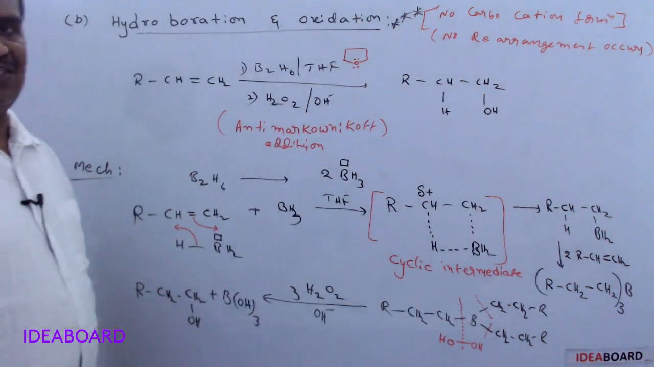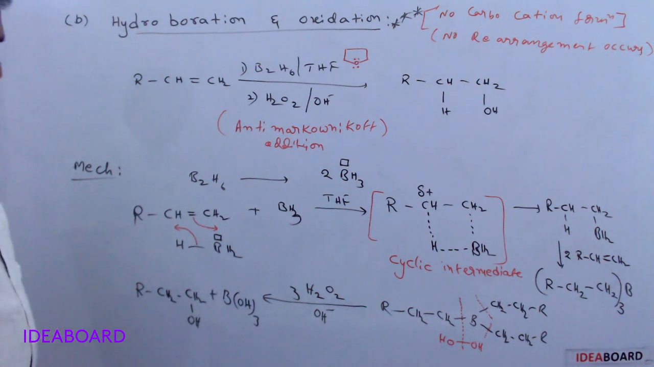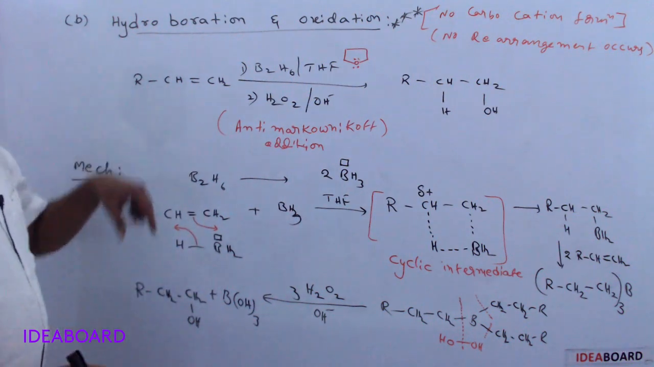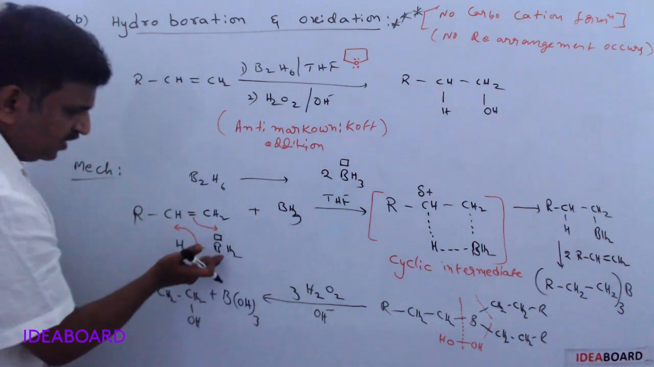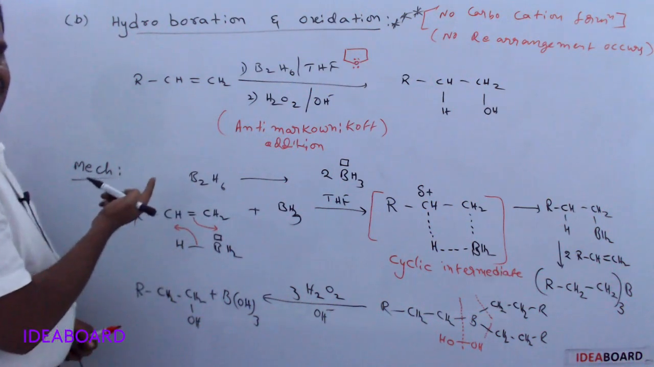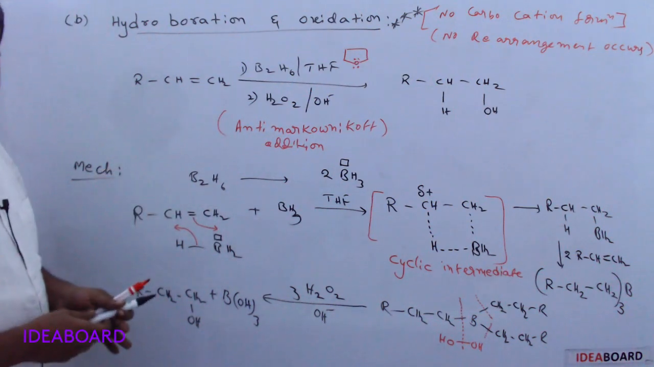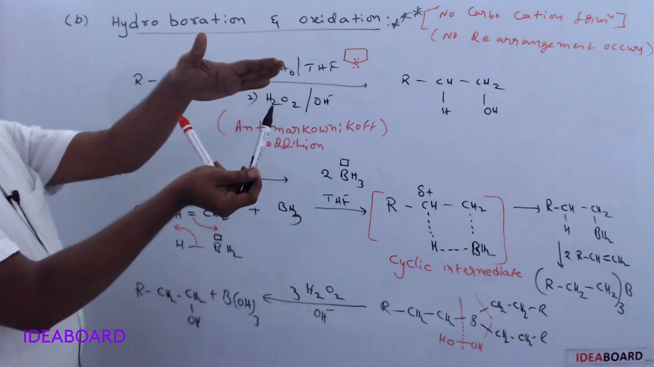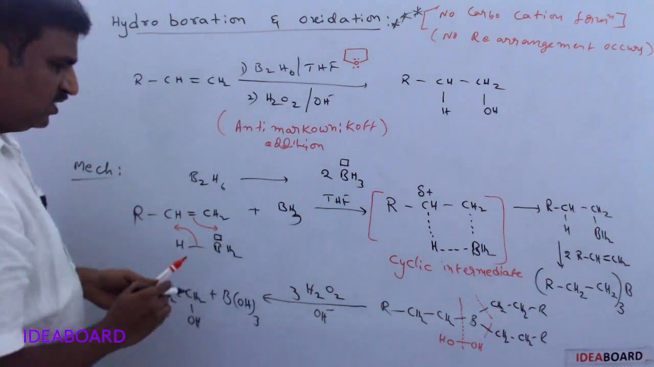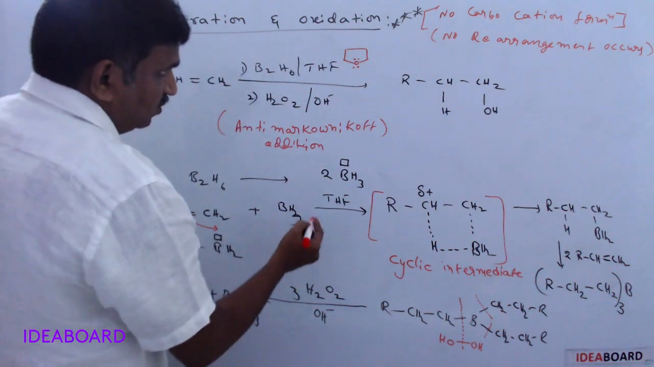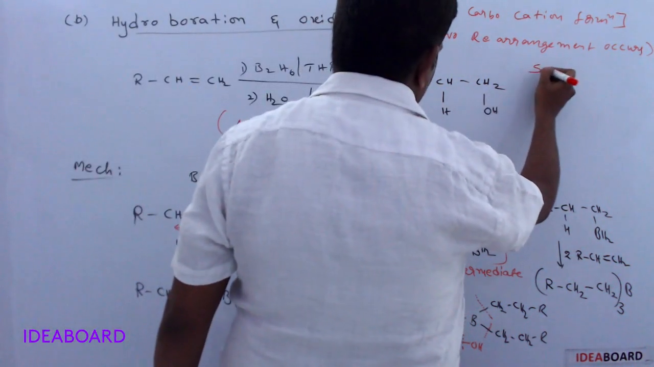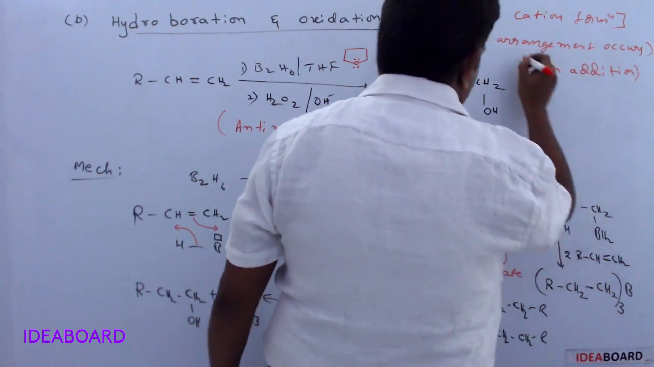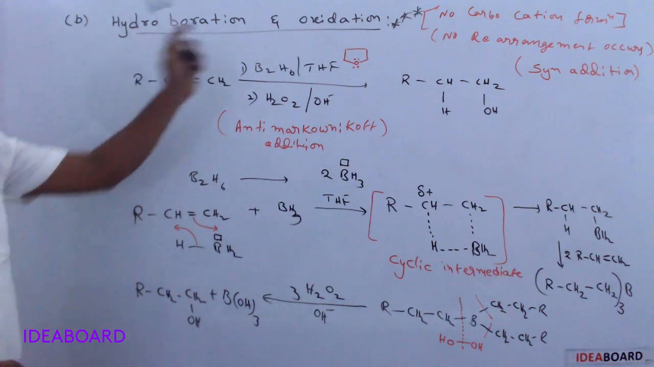Is this syn addition or anti addition? What is syn, what is anti? Here H and BH2 are added from the same side or from different planes. BH2 is added from this side, and H is also added from this side. When both are added from the same plane, it is called syn addition. So this reaction has another characteristic property: hydroboration oxidation is a syn addition process.